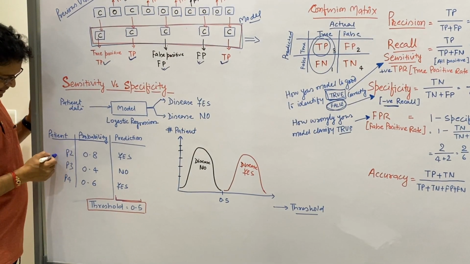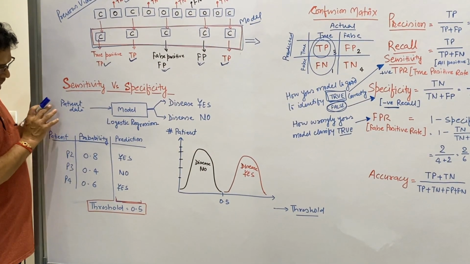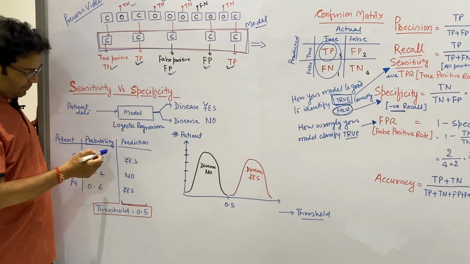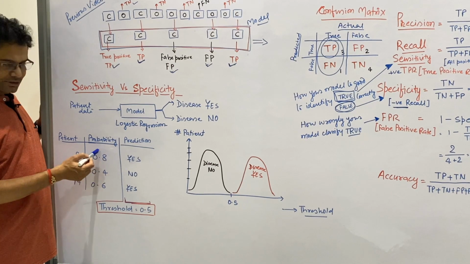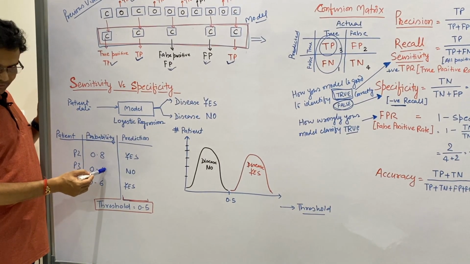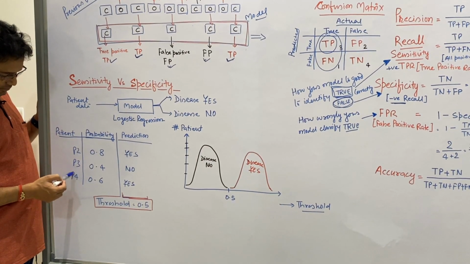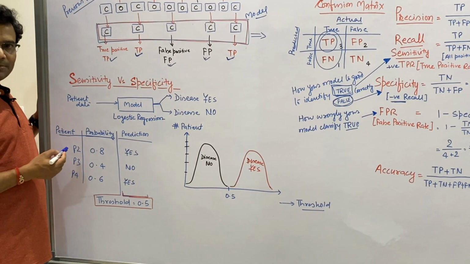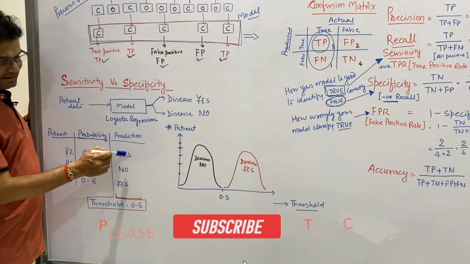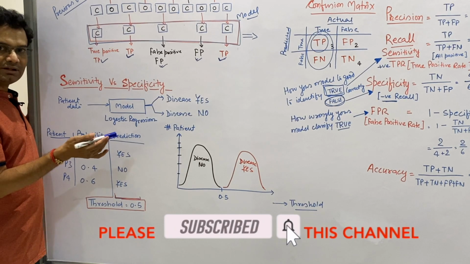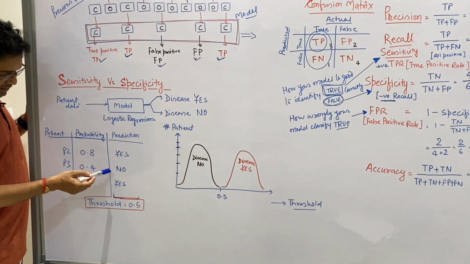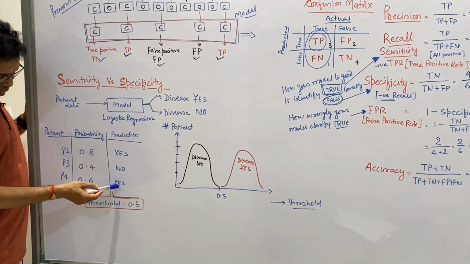You give the data for patient P2, and after giving all the data, your logistic regression model will find the probability 0.8. For patient 3, probability 0.4. For P4, patient 4, the probability is 0.6. So if it is 0.8, then the prediction is yes. Chances are there they may have the disease, and you say yes. If 0.4, you say no. If 0.6, you say yes.